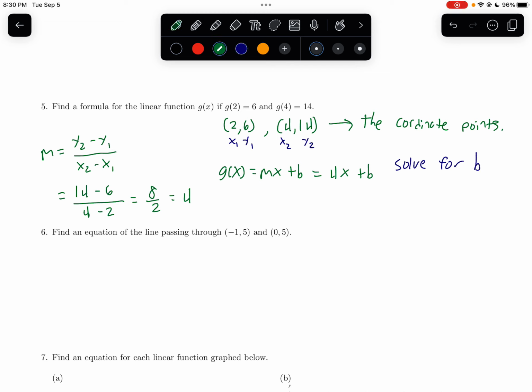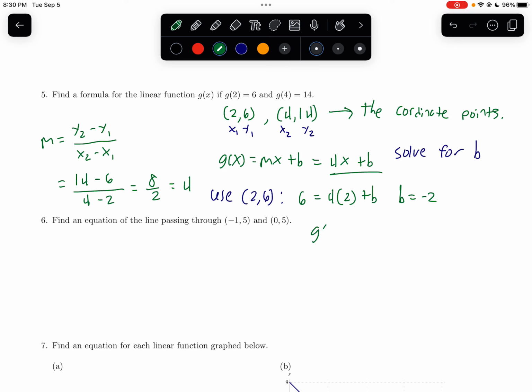So using, let's say, the first point to do this, you could use the other one as well, you plug that in to this. 6 would equal 4 times 2 plus b. And so b, then do the math, has to be -2. And so your equation would be 4x, and your intercept is -2. So that would be it.